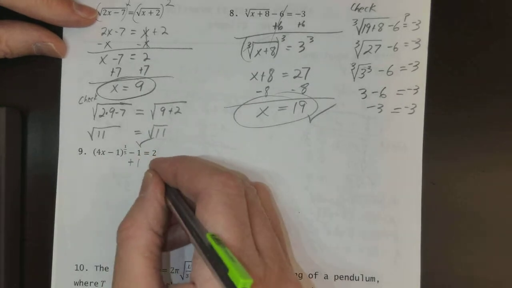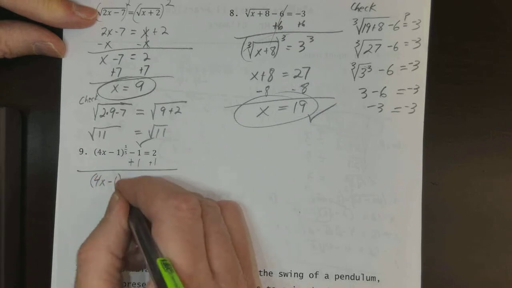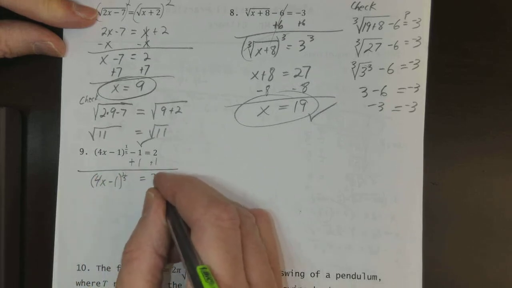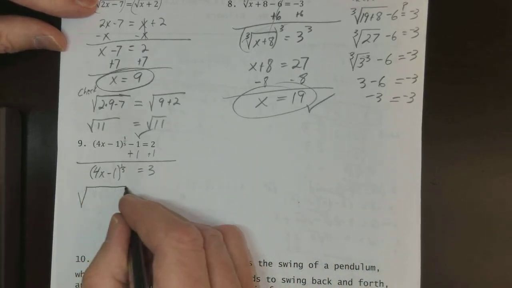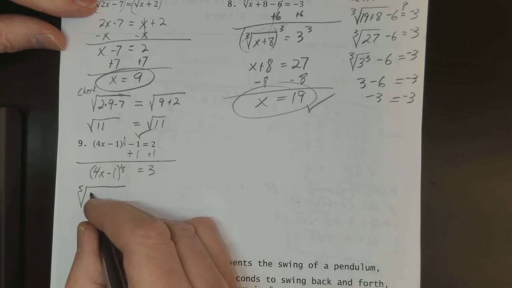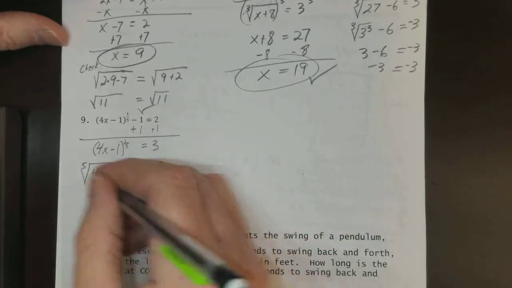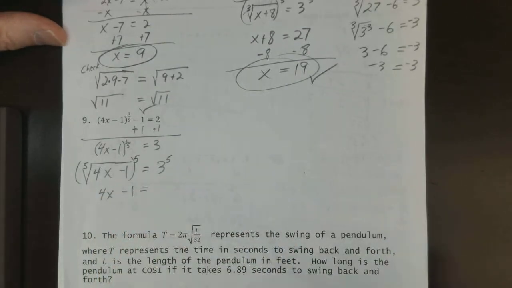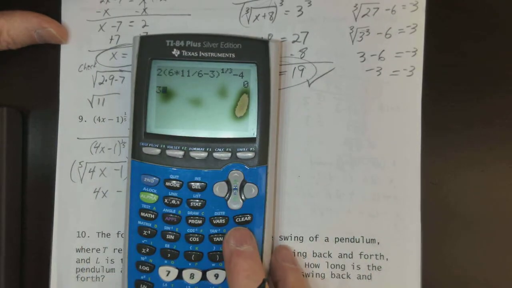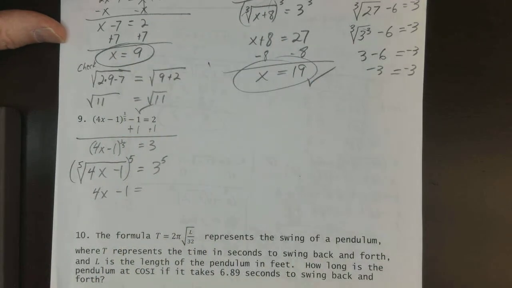This one, let me add 1 to both sides and get the parentheses by itself. So 4x minus 1 to the 1/5 power is equal to 3. Instead of 1/5, I'm going to write the 5th root of 4x minus 1 equals 3. And I will take that to the 5th power. So 4x minus 1 equals 3 to the power of 5, 243.